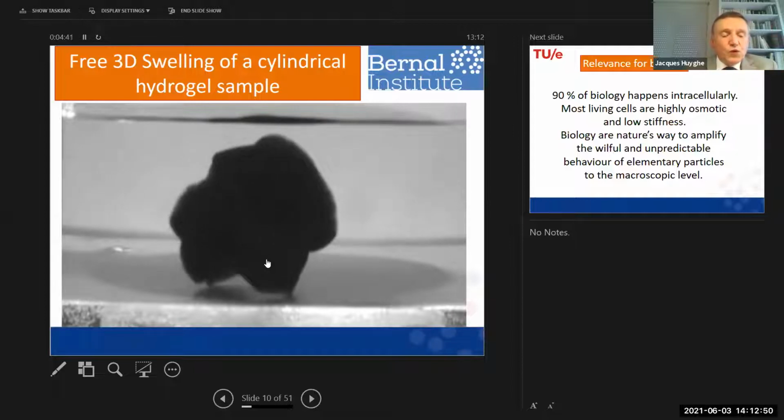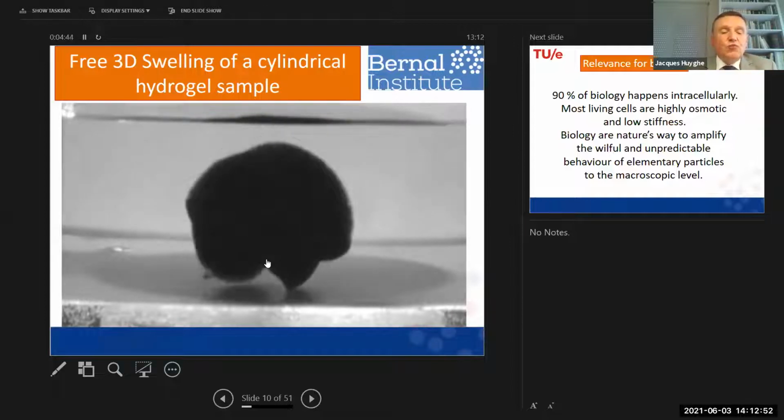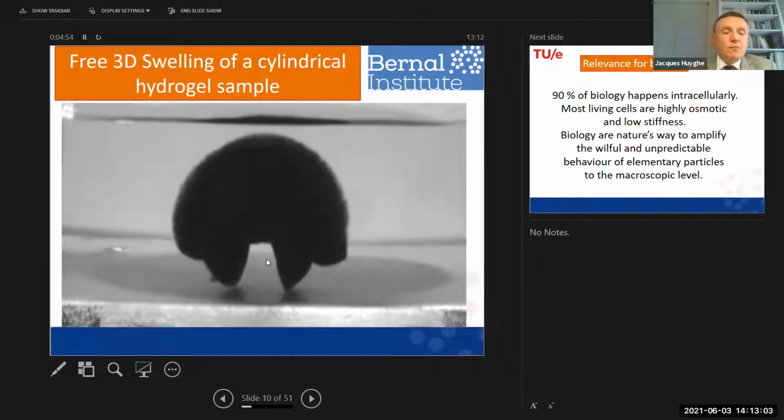And what we see here now is a movement of ions going out of the gel at the same time as water is going in. Now, the amount of water that's going in is infinitely more than the amount of ions and results in swelling of the material.